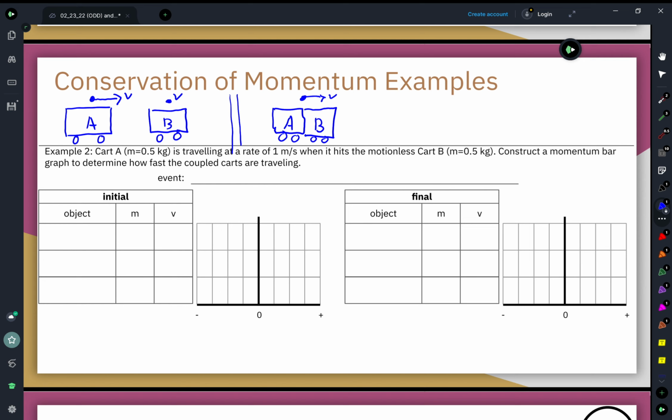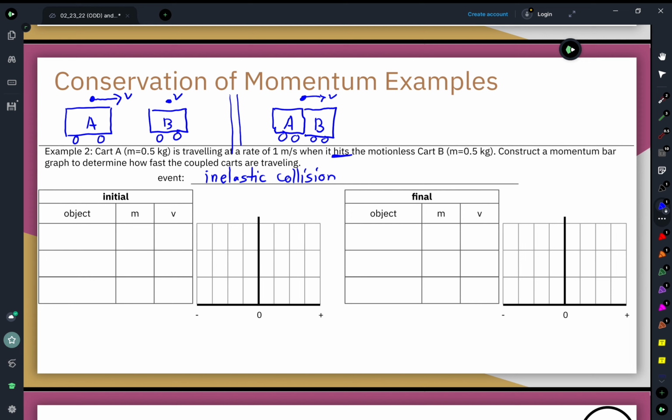Well, what's happening here is cart A is traveling at a rate of 1 meter per second when it hits the motionless cart B. So this right here is going to be our impulsive force. That is going to be a collision, and because these two things don't bounce off each other, it is going to be a completely inelastic collision. So that is what we are going to have for our initial situation. For our event, it's the inelastic collision.